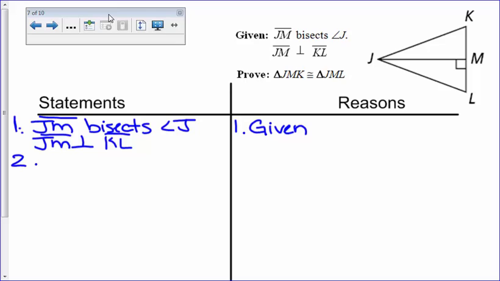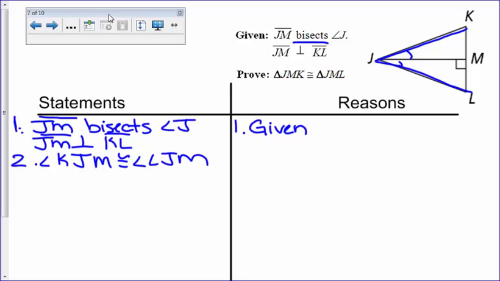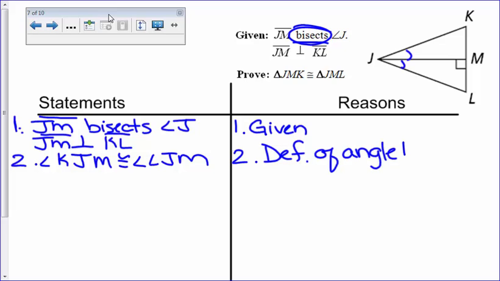So let's start with the first part of the given. Let's do bisects. If JM bisects angle J, then I know I can mark those two angles congruent. So we marked it, we have to write it. Angle KJM is congruent to angle LJM. And why was I able to mark those two congruent? Remember that key word up there. The key word says that JM bisects that angle. So this is the definition of angle bisector. Okay? So that takes care of this first part of the given.